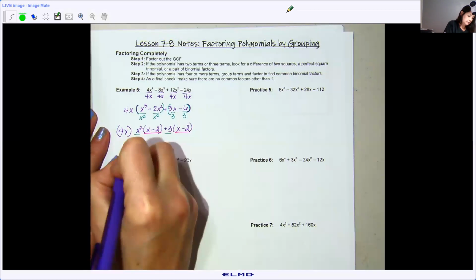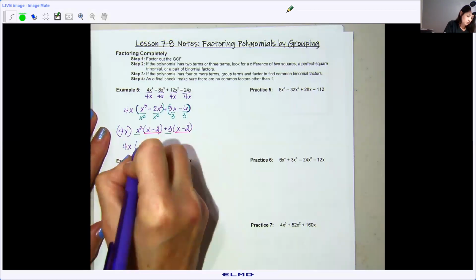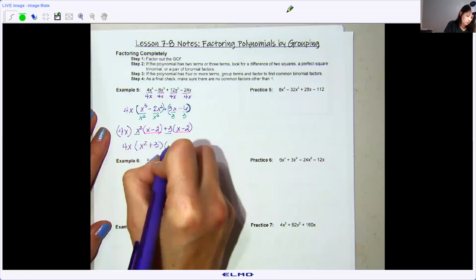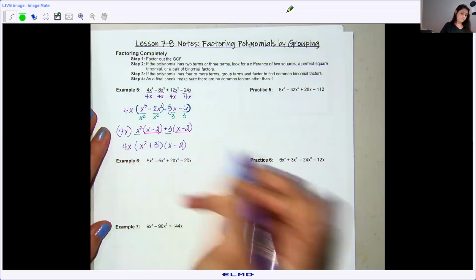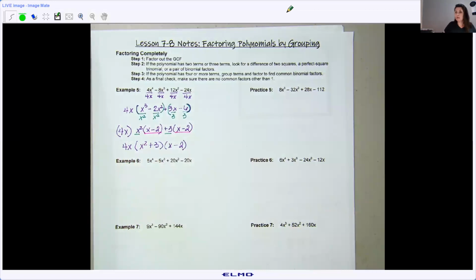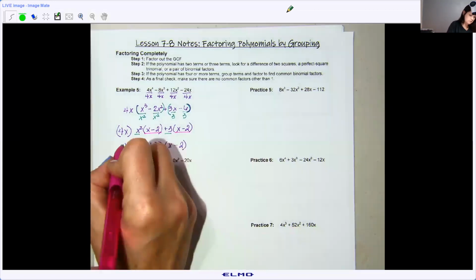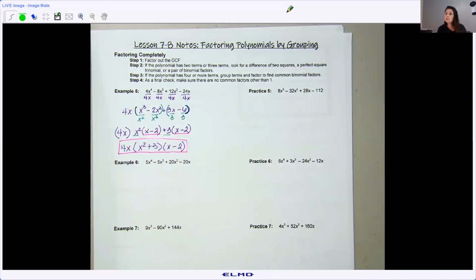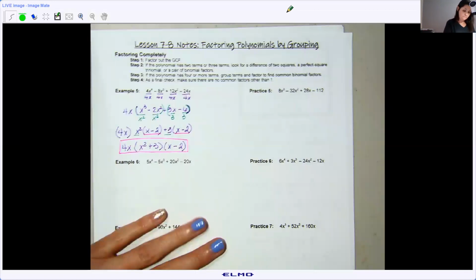So this is what we do. We write 4x, and then x squared plus 3, and then x minus 2. Okay, so that is our final answer right there. So definitely one additional step than what we had before. This is a lot of factoring. It's really important though. Okay, all right, so let's start with practice number 5.